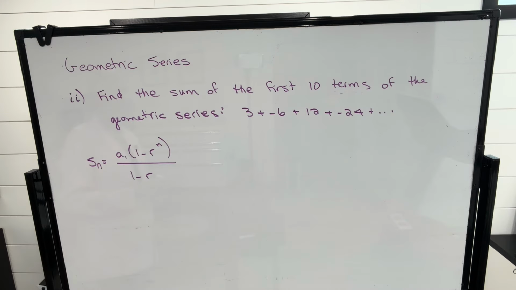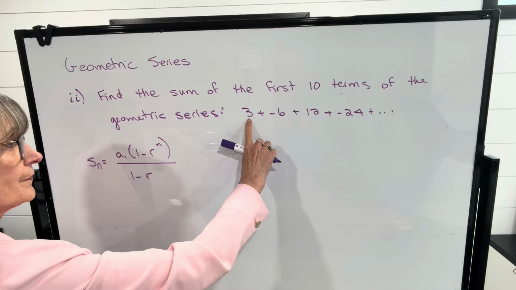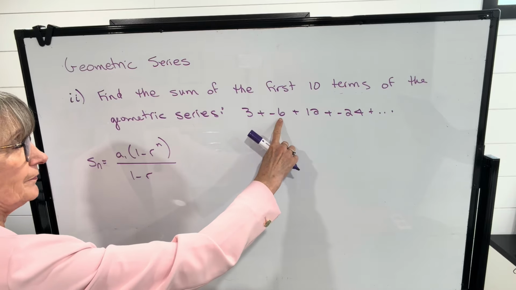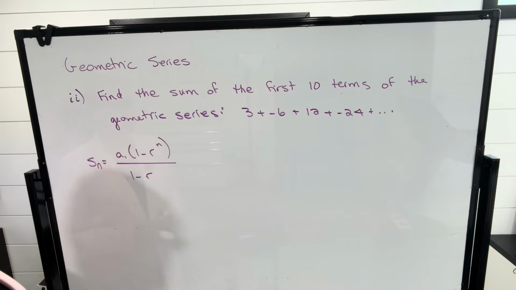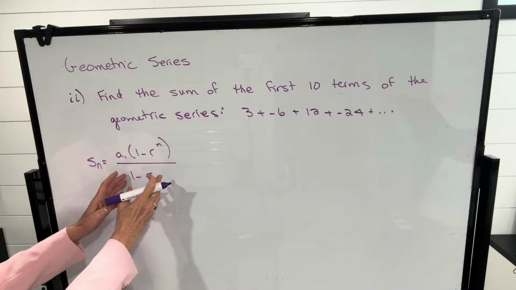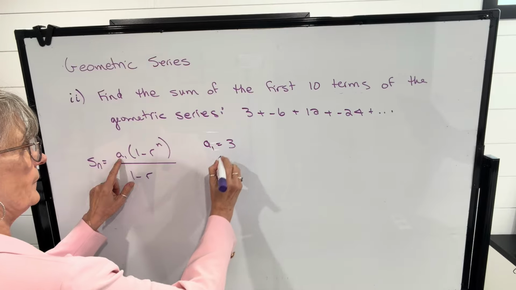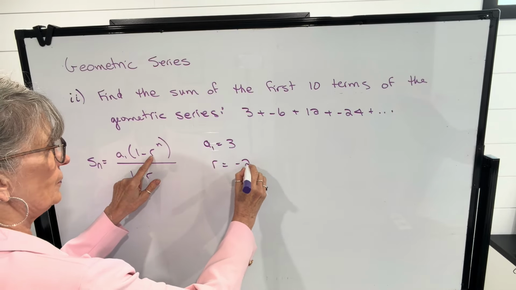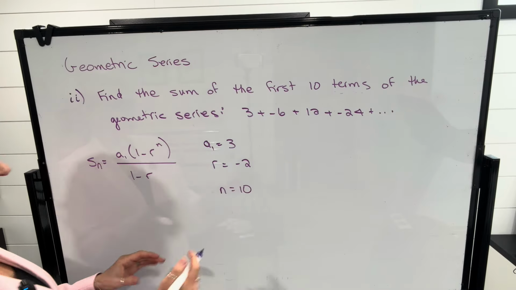In our next example, it says find the sum of the first 10 terms of the geometric series 3 plus negative 6 plus 12 plus negative 24, and so on. So let's determine if it is a geometric series. If we take a look at the first term, if we multiply that by negative 2, we get the second term. If we multiply this by negative 2, we get the third term, and so on. So it is a geometric series. Let's define what our values are when n is 10. Our first term is 3. R, we've already discussed, is negative 2. And if we're finding the sum of the first 10 terms, n is 10. Now let's calculate S sub 10.